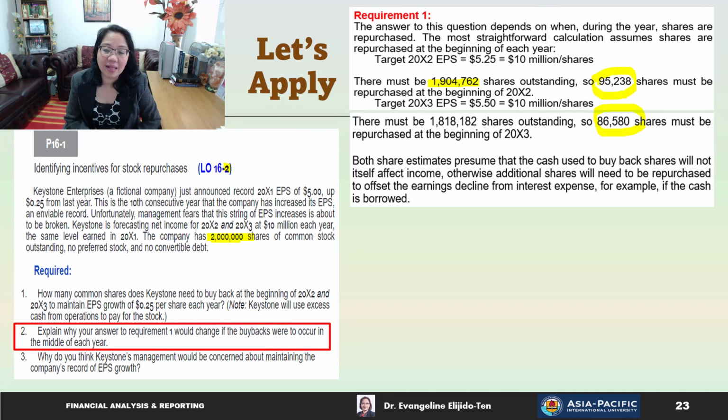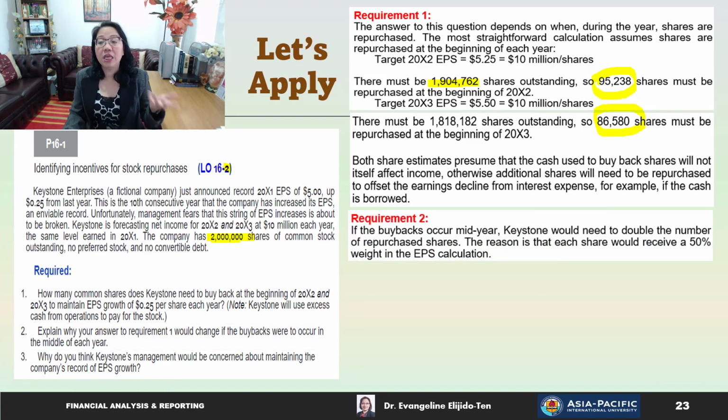Explain why your answer to requirement 1 would change if the buybacks were to occur in the middle of each year. If the buybacks occur mid-year, Keystone would then need to double the number of repurchased shares. The reason for this is that each share would receive a 50% weight in the EPS calculation. Let's go to number 3.